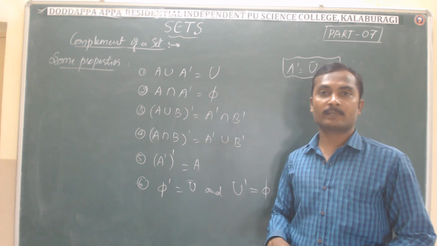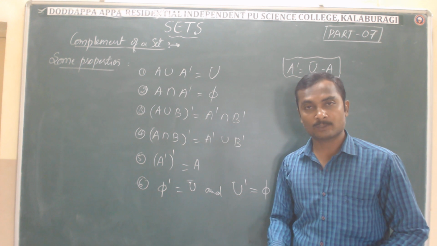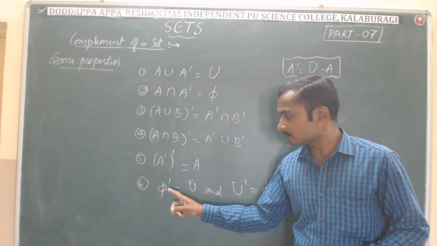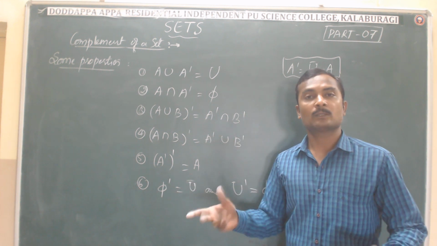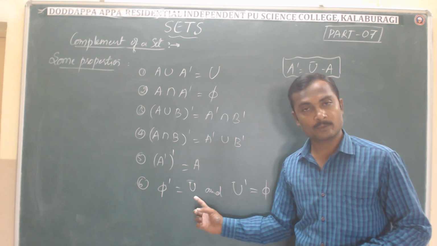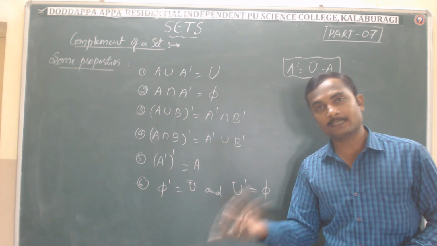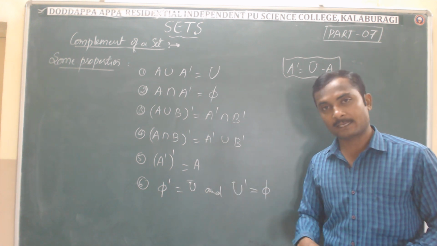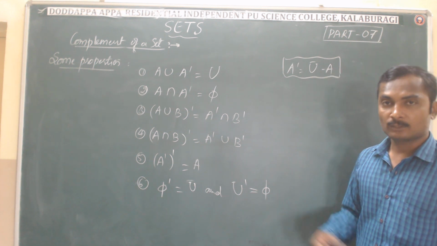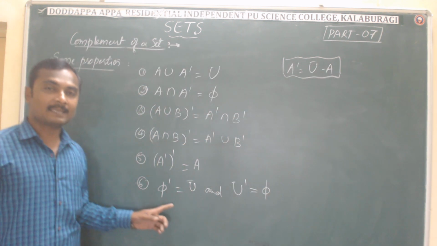At the end, very important properties are: phi complement is the universal set. Phi is a set which contains no elements, and if you delete these no elements from the universal set, no elements are deleted. So the result is the universal set. Similarly, for the universal set complement, if you delete all the elements of the universal set from the universal set, you are going to get an empty set. Therefore, phi is the U complement. The complement of the universal set is phi, and the complement of phi is the universal set.